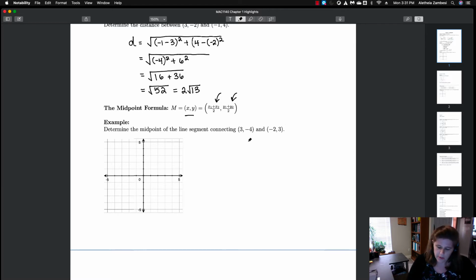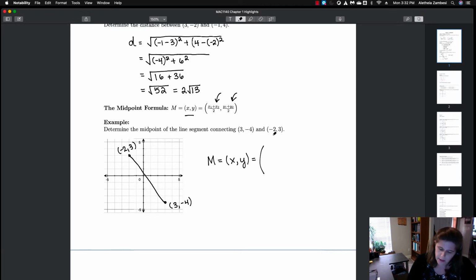So if I want to determine the midpoint of the line segment and I have a graph here, we're going to graph them. So (3, -4) is the first point. So here's our point (3, -4). Second point, (-2, 3). And we're finding the midpoint of this line segment. If I'm looking for the midpoint, we use a capital M. In a little while, we'll get to the small m, which we usually reserve for slope. So capital M is going to be an xy point.